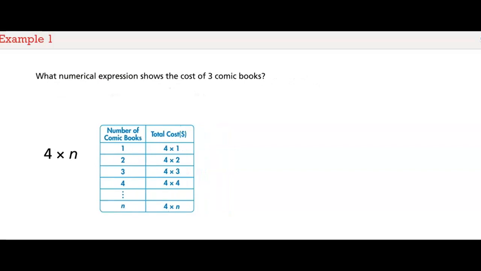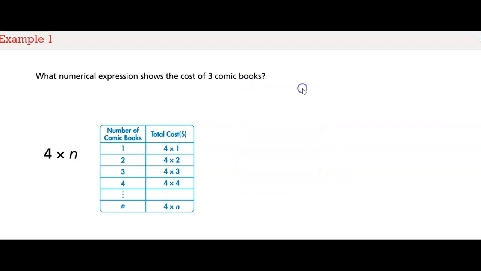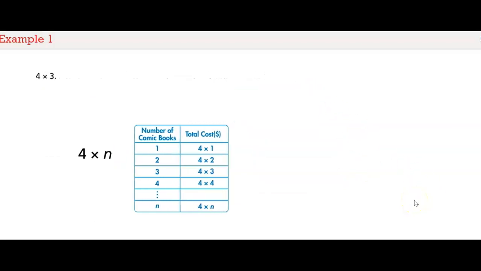What numerical expression shows the cost of 3 comic books? Select your answer. 4 times 3.